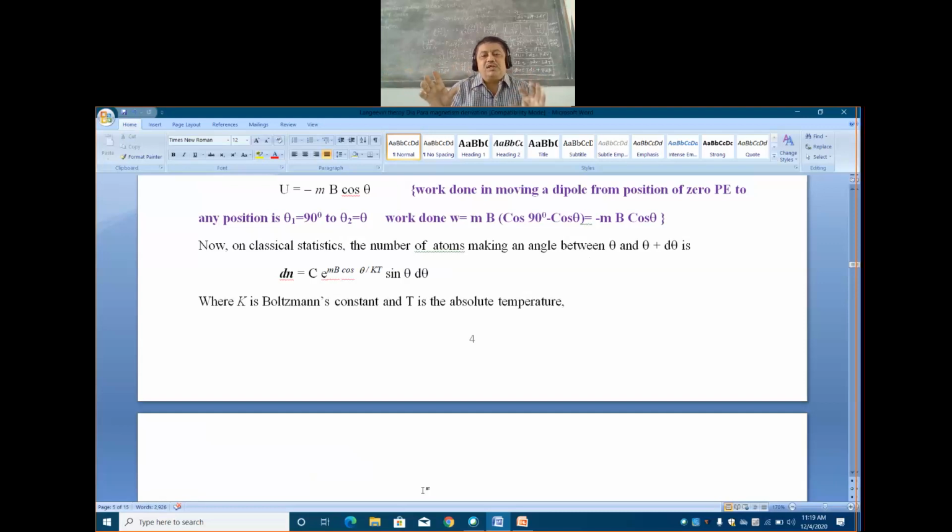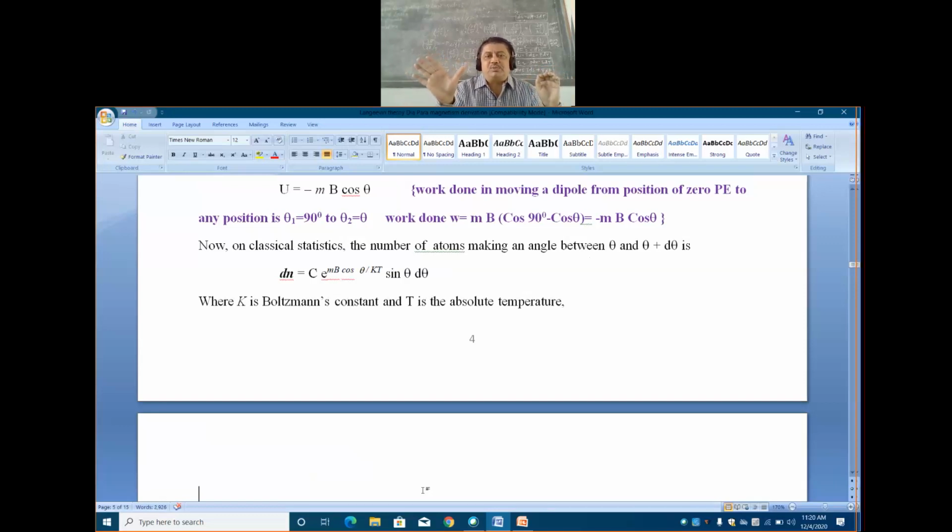So the total number of atomic dipoles inclined with the field axis in the range theta to theta plus d theta is given by the important first expression: dn is equal to a constant c times e to the power mB cos theta by kT, into sin theta d theta.